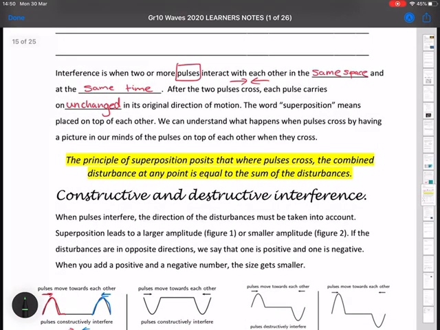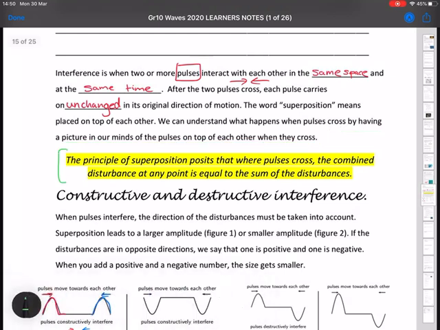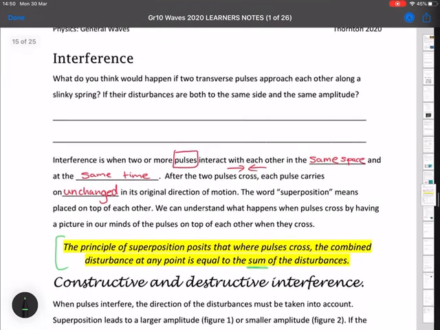The word superposition means placed on top of each other. So we said that the waves superimpose. We can understand what happens when pulses cross by having a picture in our minds of the pulses on top of each other when they cross. So please, this is really important. This is basically the definition of superposition. The principle of superposition posits that where pulses cross, the combined disturbance at any point is equal to the sum of the disturbances. So you add them up. So please make sure you highlight that in your notes. Okay, let's go back to the top of the page.